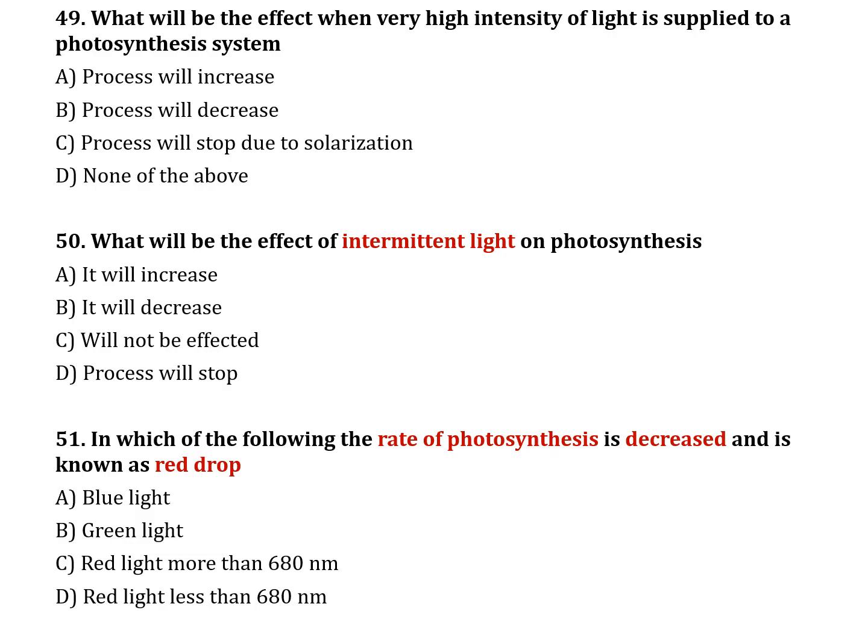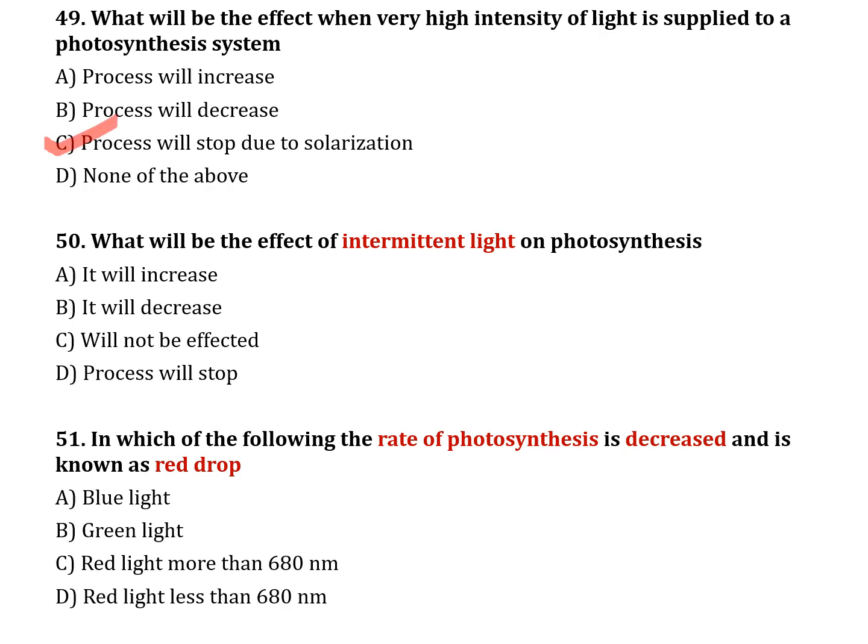The next question, number 49. What will be the effect when very high intensity of light is supplied to a photosynthesis system? Option A, process will increase. Option B, process will decrease. Option C, process will stop due to solarization. Option D, none of the above. Correct answer is option C, process will stop due to solarization.